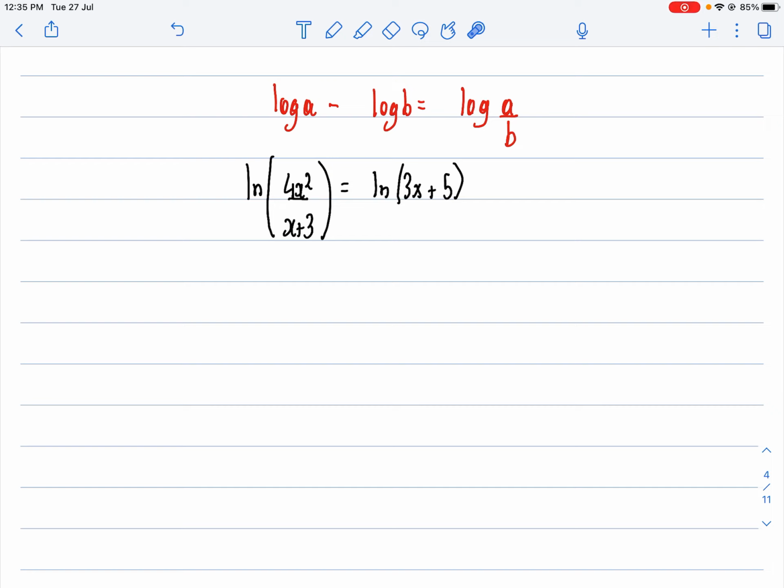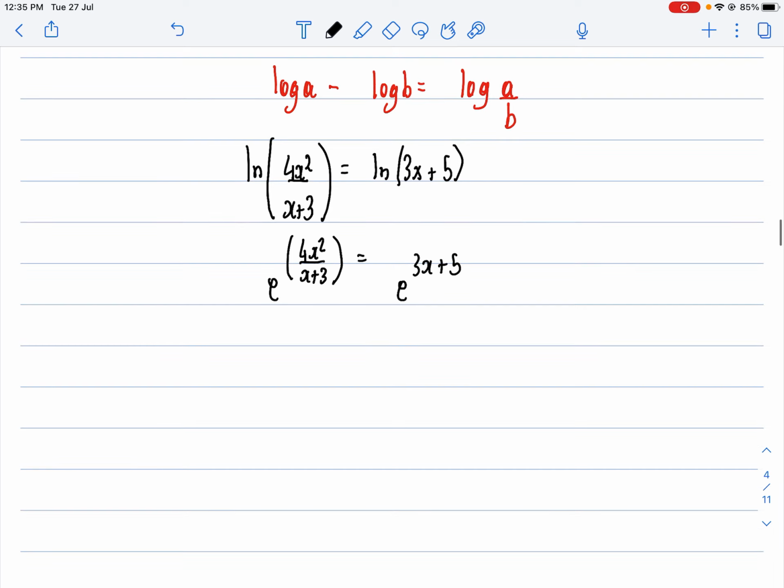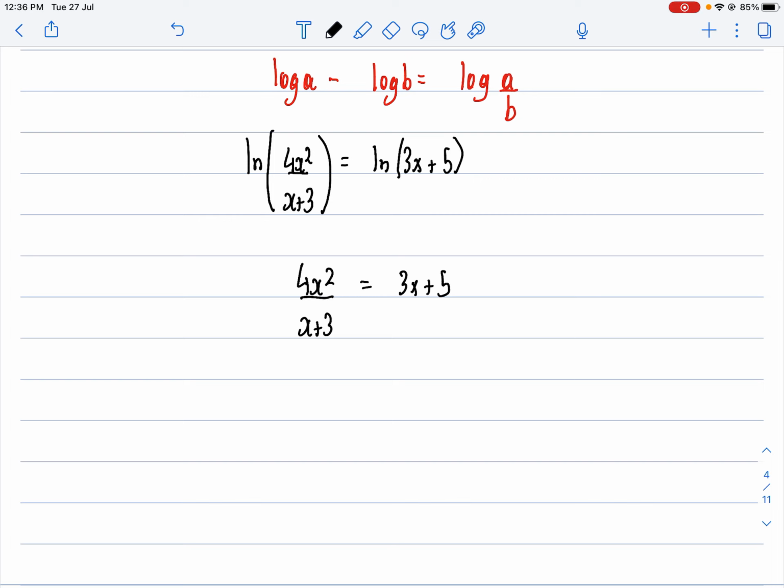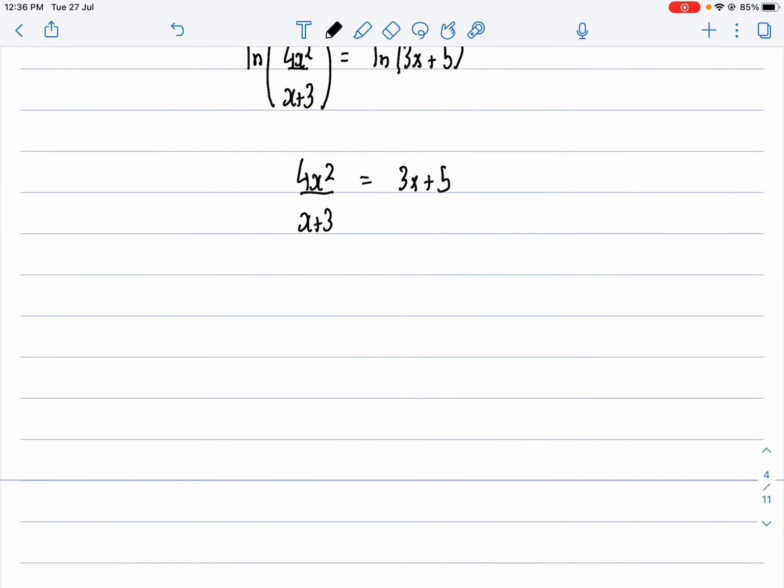Now when you have ln on both sides, the simple way to remember it, you can write this as e raised to 4x square over x plus 3, correct, will be equal to e raised to 3x plus 5. Okay? Or if you want to remember a simpler way, you can cancel ln on both sides and simply write this as 4x square over x plus 3, which is equal to 3x plus 5. Correct? This is very simple. If you have ln on both sides, you can just cancel it like this. Okay? And now you can start solving for x.